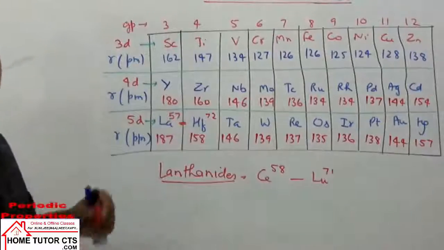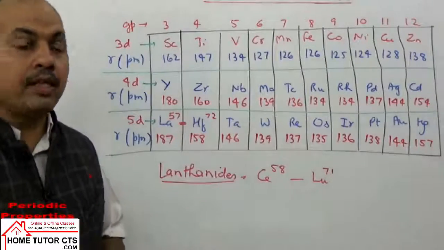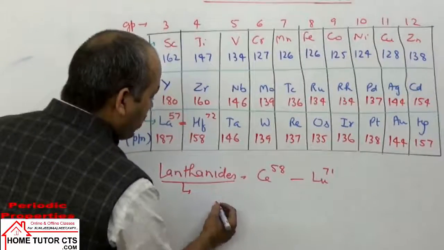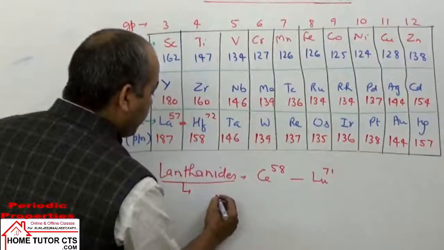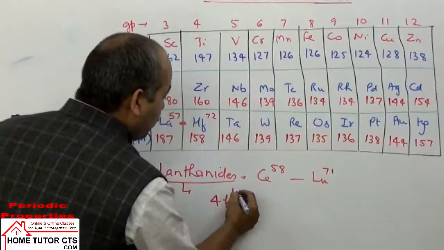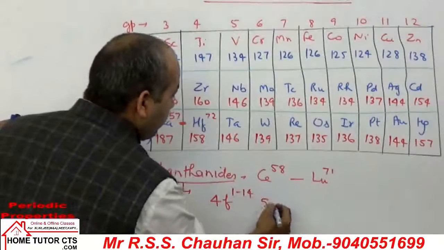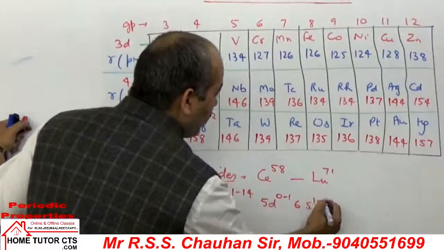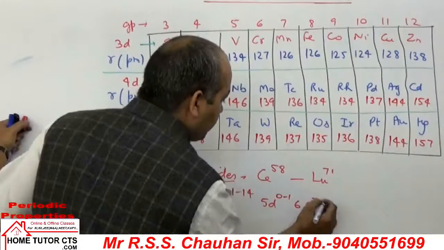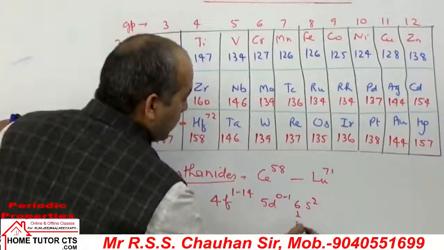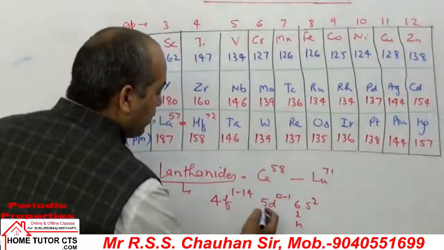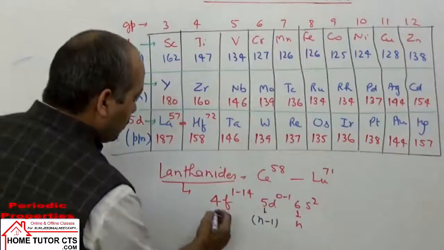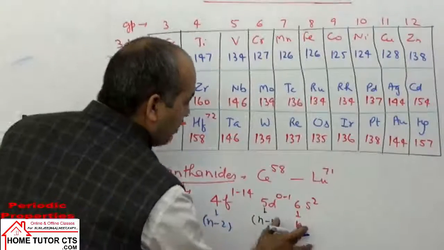In lanthanide series elements, the filling of electron takes place in the anti-penultimate shell. Means if it is taken for this lanthanide element series, what is the outermost electronic configuration? If you write here 4f 1 to 14, 5d 0 or 1, 6s 2 electrons are there. So if it is taken here, 5 becomes n minus 1 and 4 becomes n minus 2. So it is ultimate or outermost.